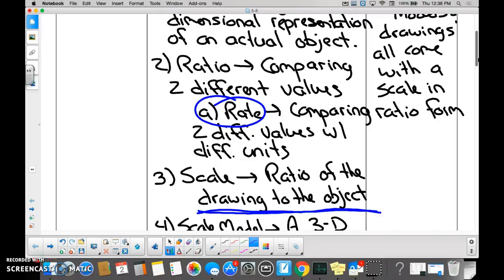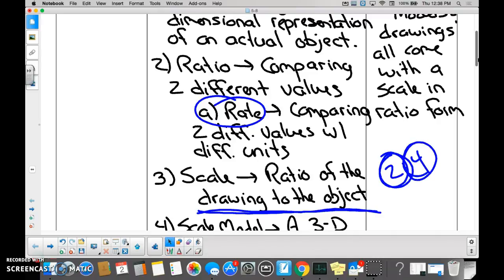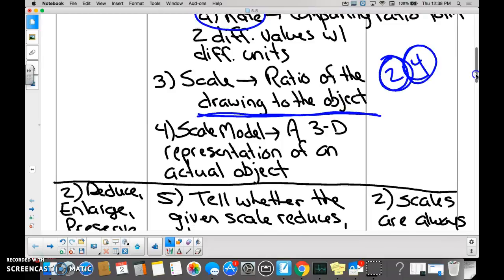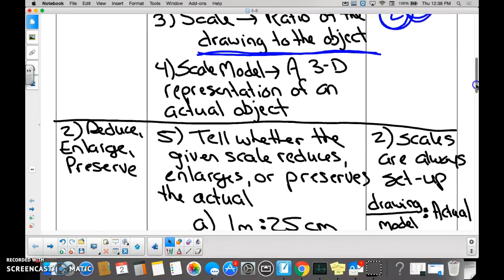So when you get a scale, and it gives you a 2 to 4, I don't have any labels on this. What is this? Is this the drawing or is this the actual? Drawing. What is this? Actual. Always, yes or no? Yes. So now that you know that, no matter what, because you're not going to be told this on a test, or an NWA, or an MCA, or an ACT, or an SAT, you know that the first is always going to be the drawing, or the model. Okay? That's very helpful.